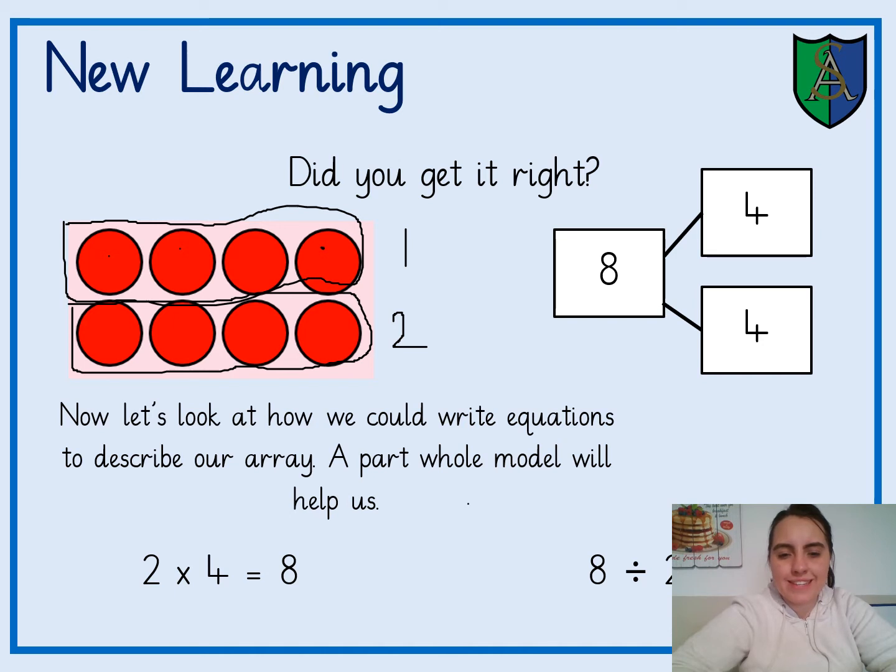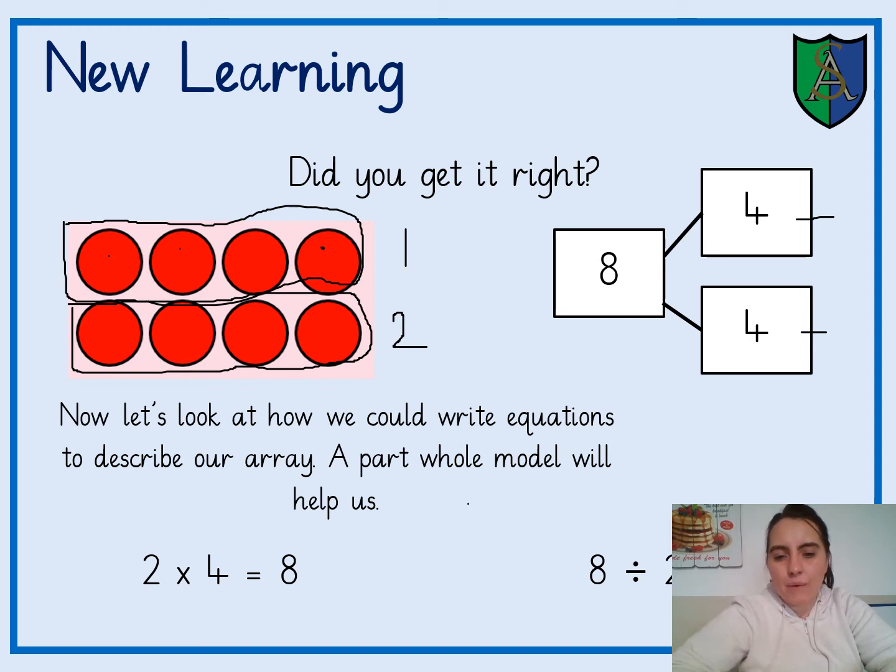So if we were writing it as a multiplication, it would be 2 times 4. If we look at it on our parts whole model, we've got 2 parts, 1, 2, that are both worth 4. So we've got 2 times 4, haven't we?